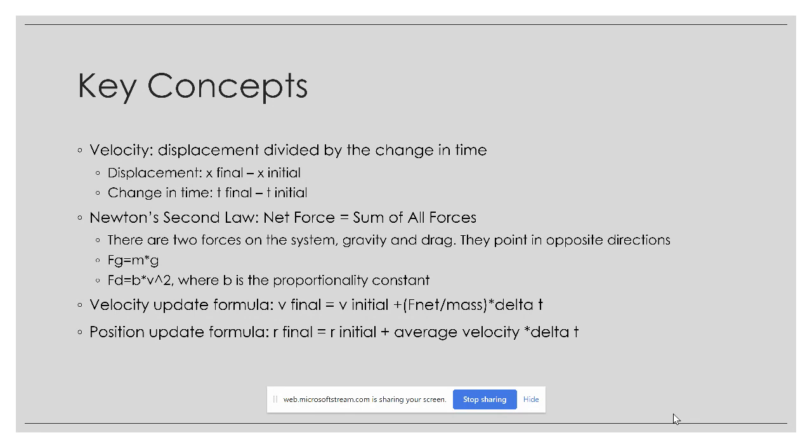Some more key concepts are going to be the update formulas. The velocity update formula is v final is equal to v initial plus f net divided by mass times delta t, and the position update formula is r final is equal to r initial plus average velocity times delta t.